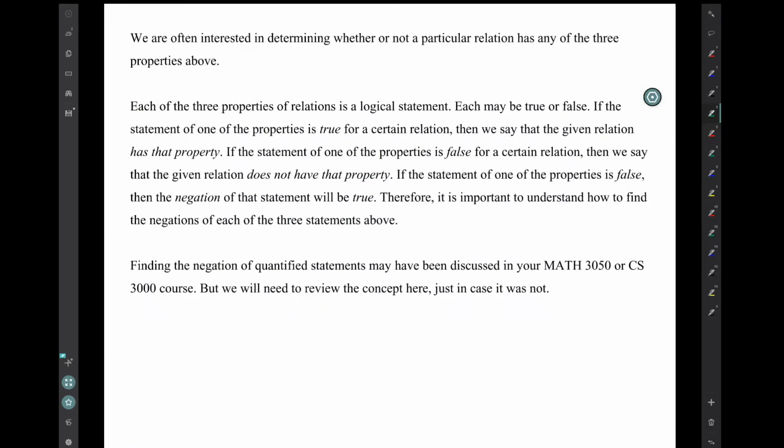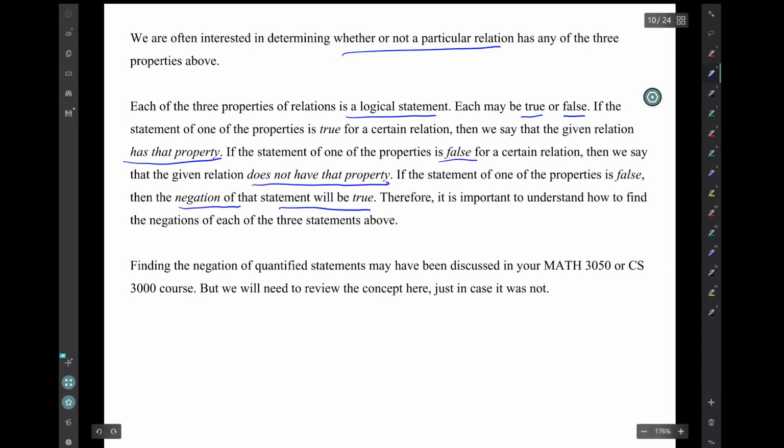Now, we're often interested in determining whether or not a particular relation has any of the 3 properties above. Each of those properties is a logical statement. Each may be true or false. If the statement of one of those properties is true for a certain relation, then we say that the given relation has that property. On the other hand, if the statement is false for a certain relation, then we say that the relation does not have that property. If the statement of one of the properties is false, then the negation of that statement will be true. So therefore, it'll be important to understand how to find the negations of each of the statements above.